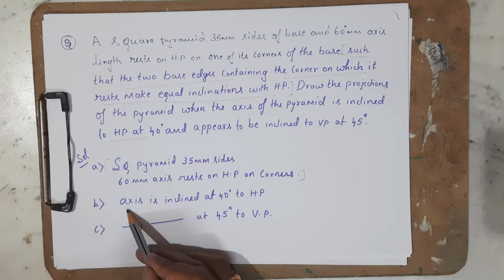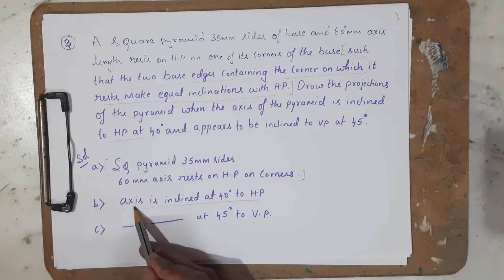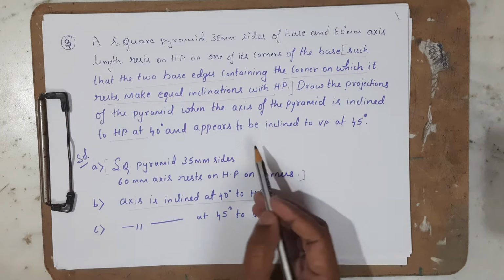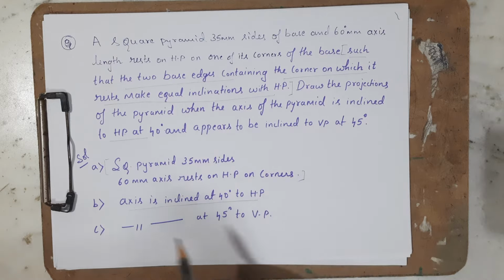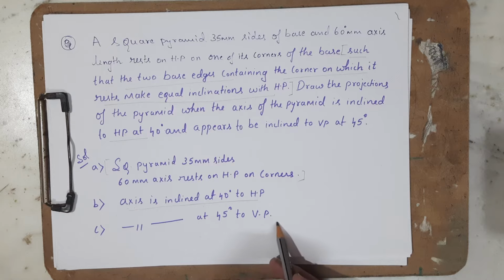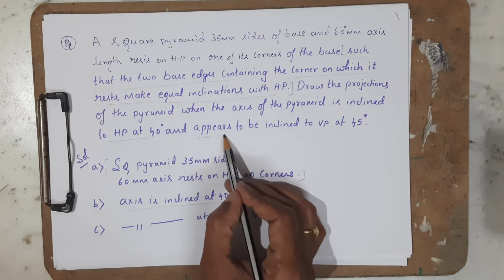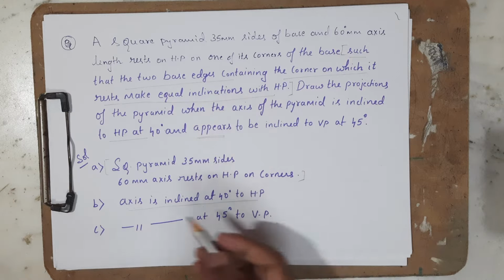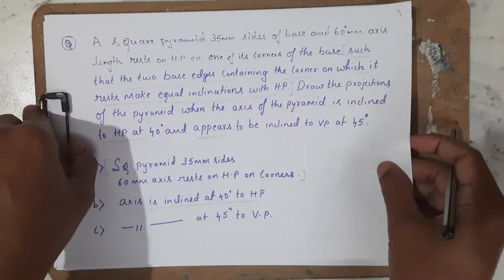So step number 2, inclination with respect to HP. How much is that? 40 degrees to HP. Which one is inclined? The axis is inclined. Next, and appears to be inclined to VP at 45 degrees. The same axis is inclined at 45 degrees to VP. Here there is a word called appears. Whenever you find appears, it will be the normal method only. So next, let us take down the problem.